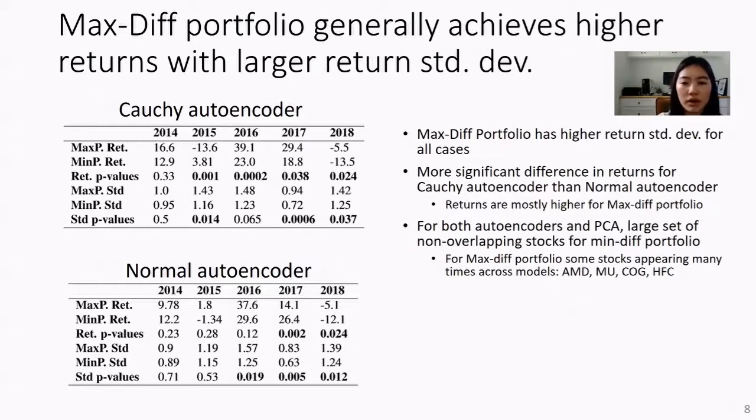For both autoencoders and PCA, there was a large basket of non-overlapping stocks that would be selected for the min difference portfolio. And for the max difference portfolio, there would be some stocks that would be appearing across the 3 models. So these strategies do allow us to select portfolios that have higher returns, and they might also have higher risk.